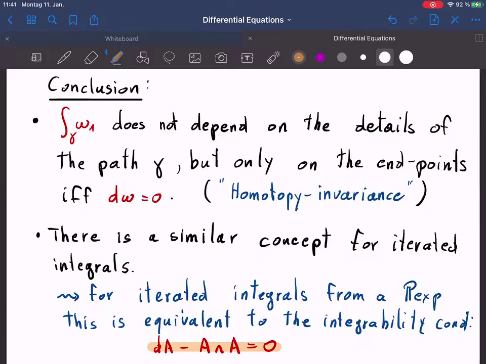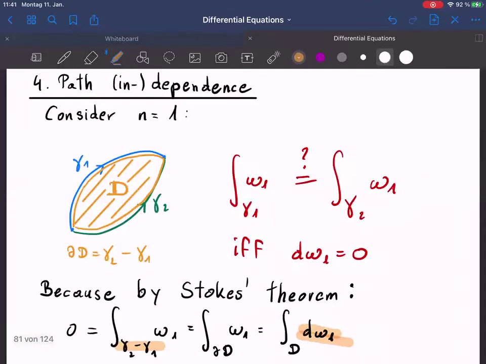One caveat here: not depending on the path, but only the endpoints, means that you can continuously deform the contour. Obviously, if I put a pole in here, so if I have a pole somewhere in between, say omega 1 is dx over x minus a, where this is the point a, then it would not be the same, but it would be, for example, the integral over gamma 1 would be the integral over gamma 2 plus the residue at the pole. Okay.